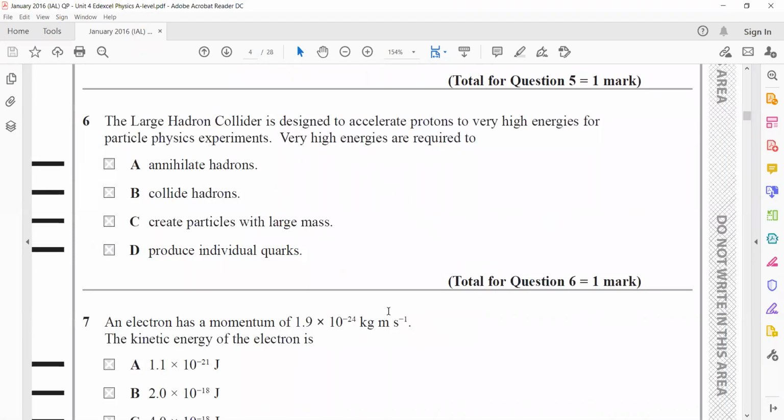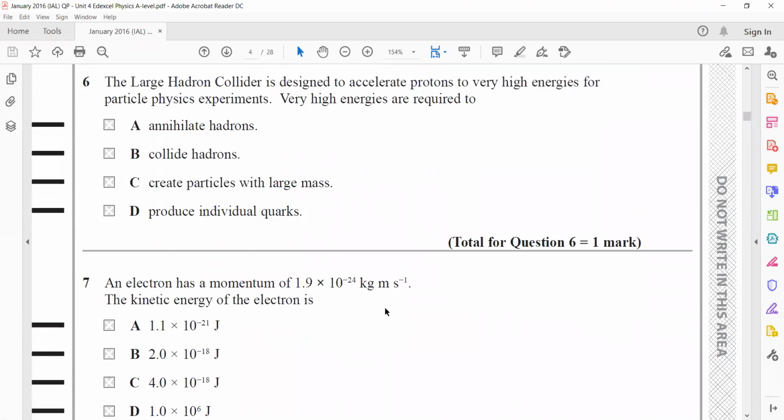Question 6. What could be the answer for question 6? Just now we discussed this part. In the last session I was discussing the same idea.